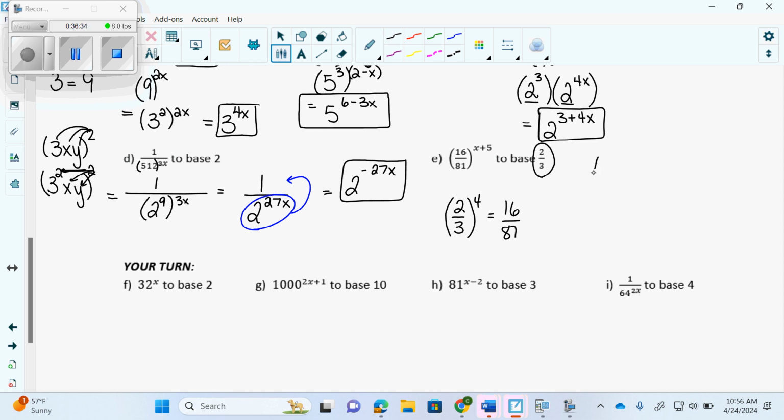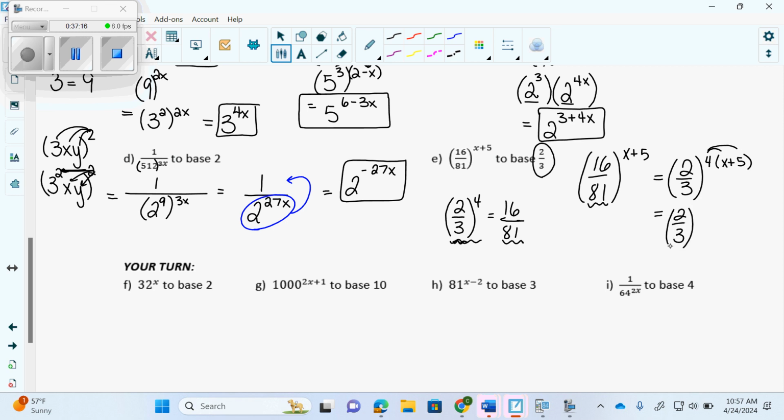So if I have 16 over 81 to the x plus 5, I can replace 16 over 81 with 2/3 to the 4. So I'm going to get 2/3 to the 4, and then outside of that is x plus 5. Then distribute through. I get 2/3 to the 4x plus 20.